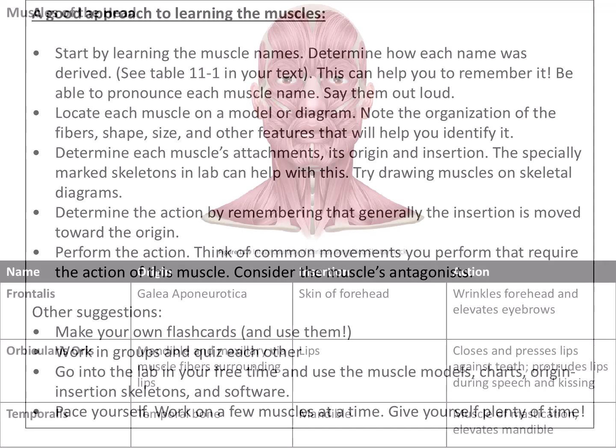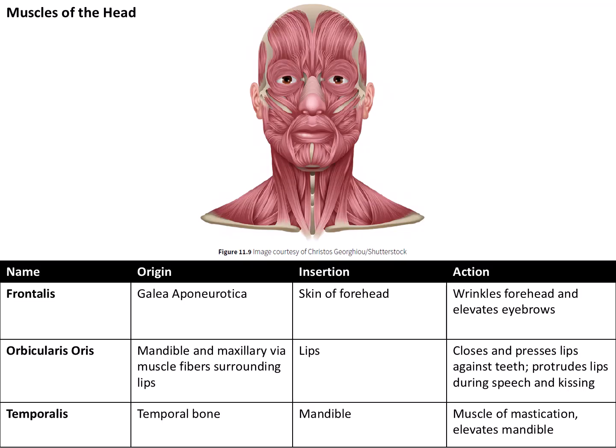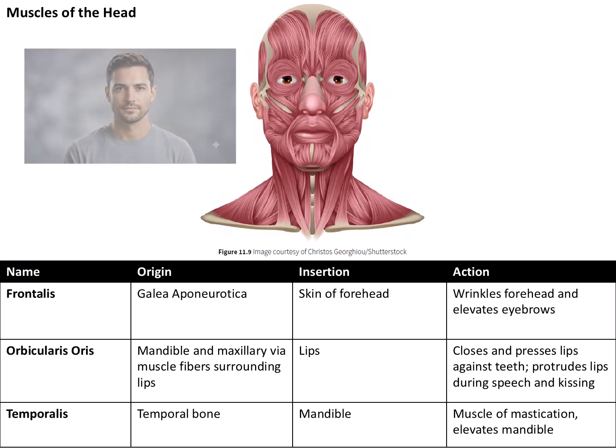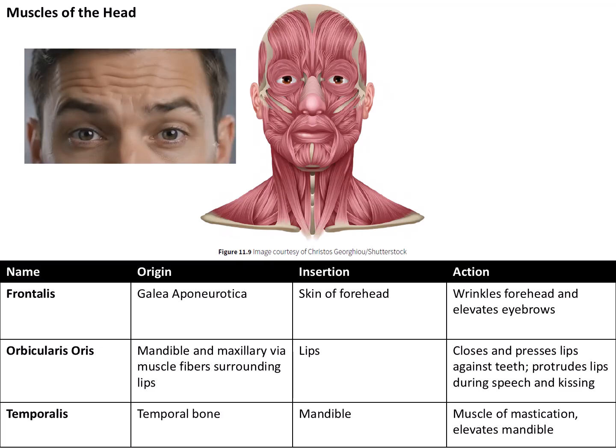We will start by reviewing some of the muscles of the head. The frontalis muscle is the forehead. The origin is the galea aponeurotica. This is a flat tendon known as an aponeurosis. It inserts on the skin of the forehead. When the muscle contracts, the forehead will wrinkle and elevate the eyebrow.